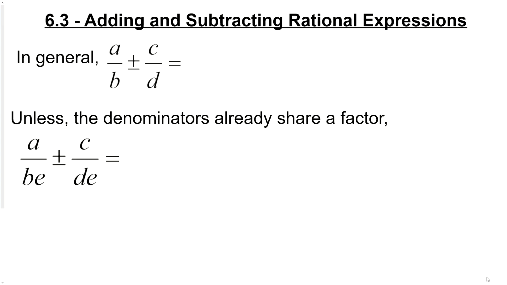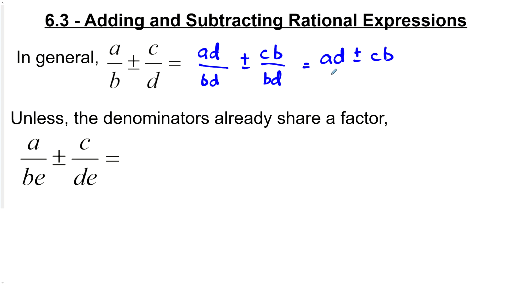6.3, adding and subtracting rational expressions. In general, if we have these two rationals here and they don't share a common factor in the denominator, then we need to multiply the first rational by d and the second by b, and that way they have a common denominator, and this will just equal, in general, AD plus or minus CB, whatever we're doing, and that's over BD.